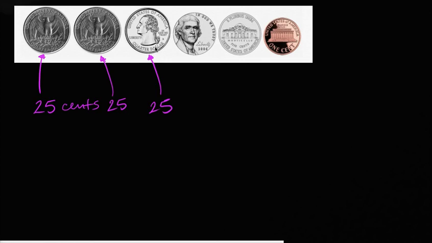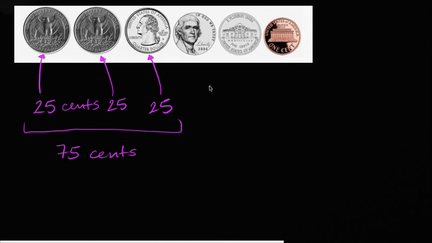These are 3 quarters right over here. So how much money do these 3 quarters represent? Well, it's going to be 25 plus 25, which is 50, plus 25, which is going to be 75. So these 3 quarters are going to be 75 cents. And remember, 100 cents make a dollar. So this is still less than $1. But we're not done yet.